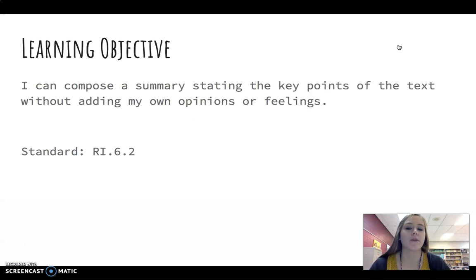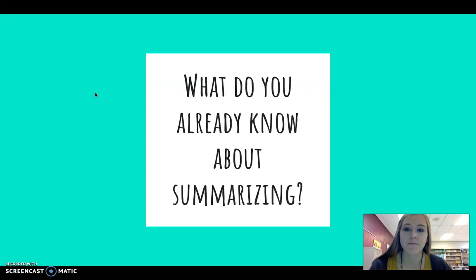So as always, whenever we start a new unit, we always want to talk about our learning objective. This is like the goal, the thing that we are trying to accomplish by the time we get done with this unit. Here's what we want you to be able to do. I can compose, that means I can write a summary that states the key points of the text, so the most important parts of the text, without adding my own opinions or my own feelings.